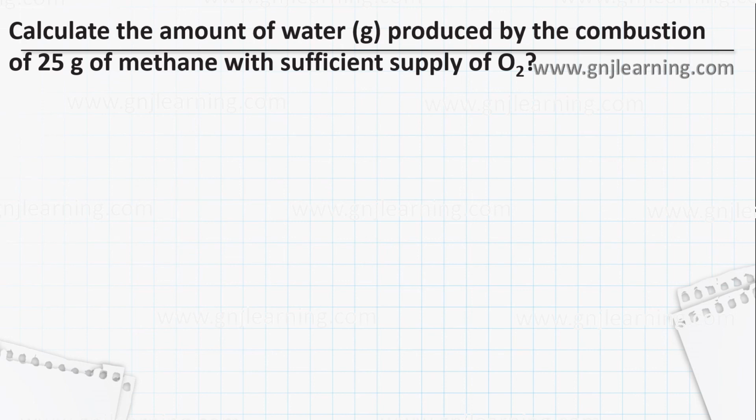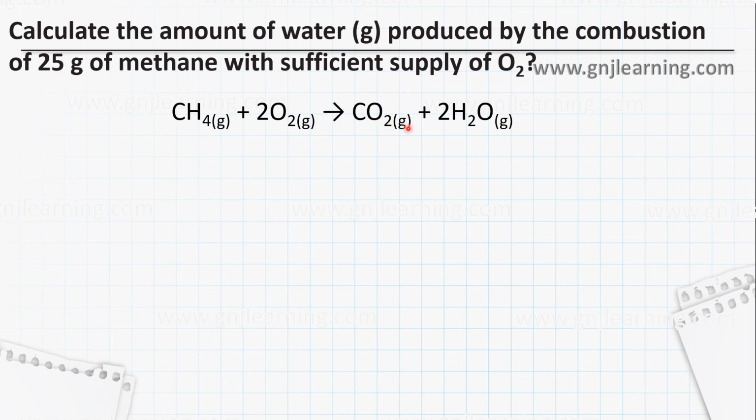Now using this stoichiometric calculation, I am going to do a few calculations. Let us see. Calculate the amount of water produced by the combustion of 25 gram of methane with a sufficient supply of oxygen. The question is again based on the same formula. Combustion of methane means CH4 plus 2O2 giving CO2 plus 2H2O. So we have the balanced equation. What they are asking is, how much water is produced if I am using 25 gram of methane.